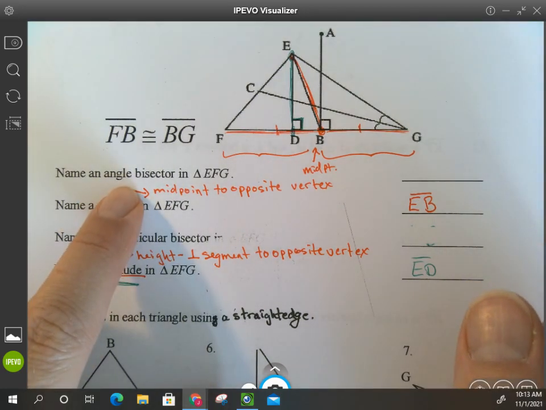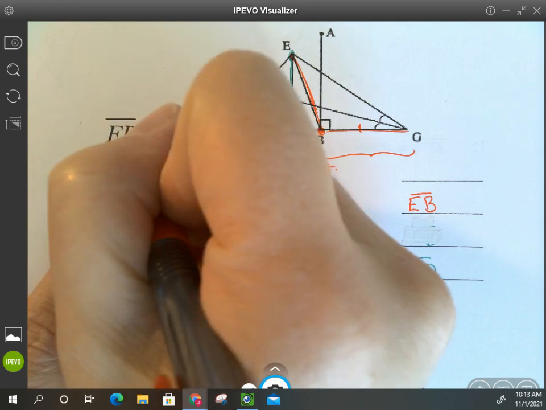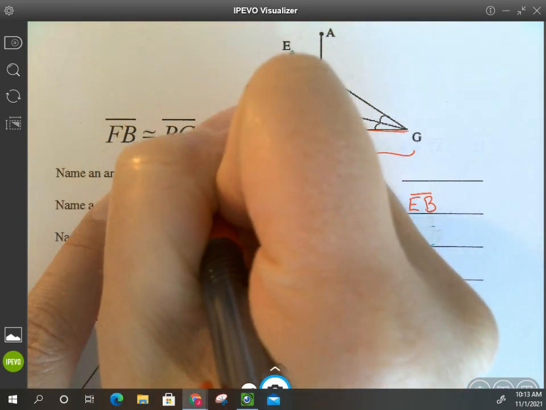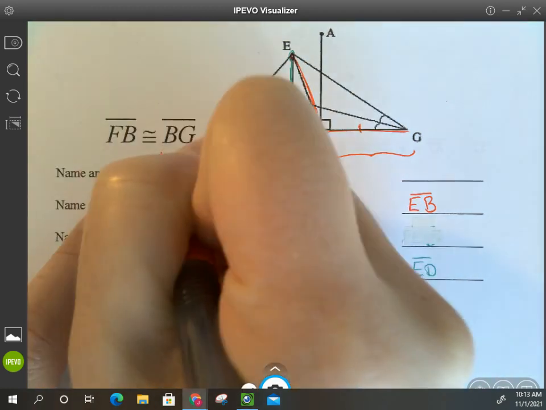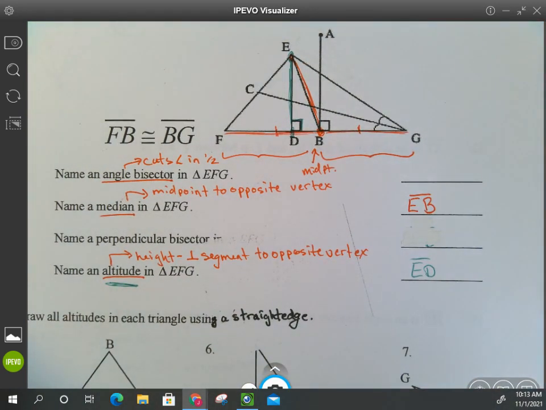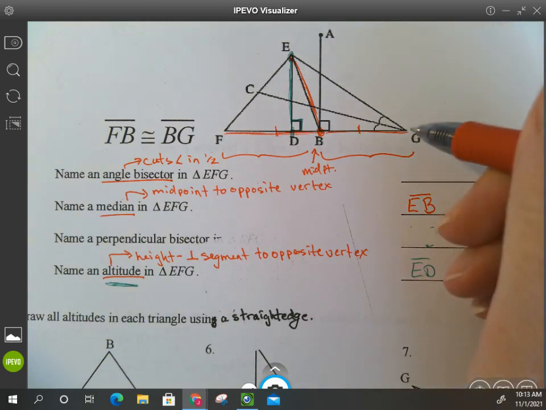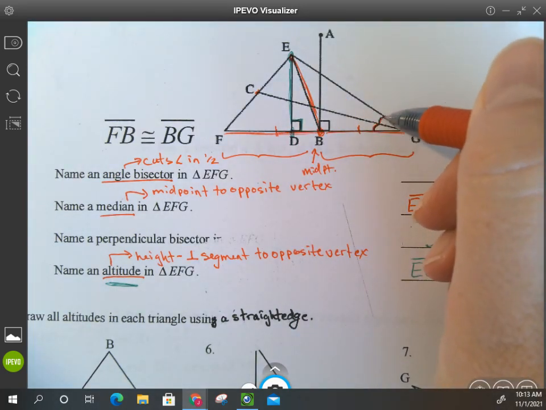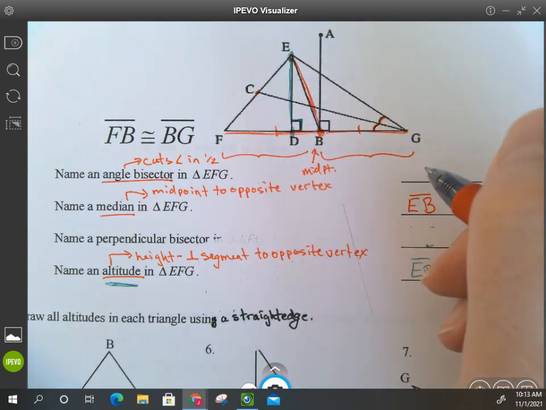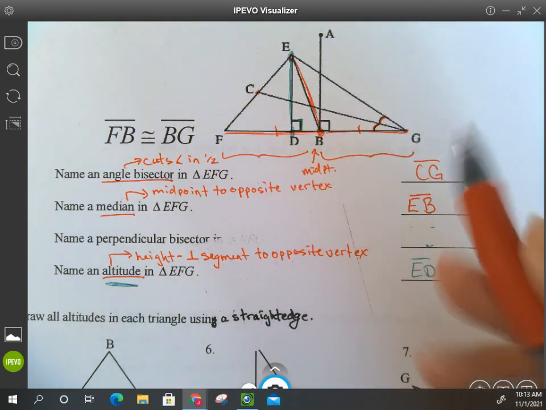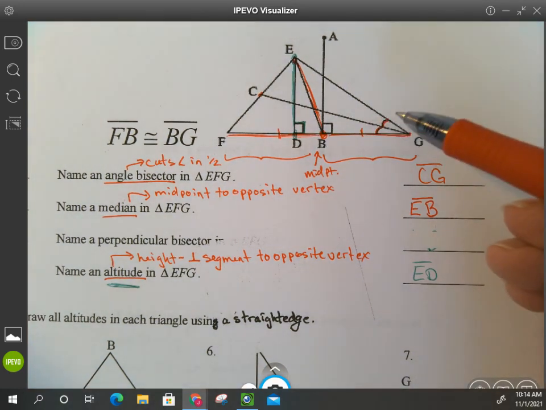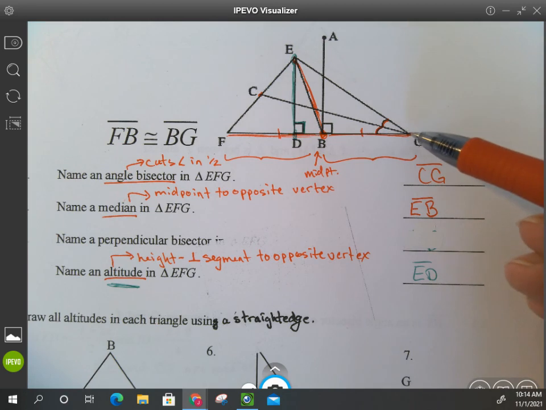Okay, now, two things that we are not focusing on as much today. One is an angle bisector. An angle bisector cuts an angle in half. So I'm looking for a segment that goes from an angle to the opposite side and see how it cuts the angle in half. So that is CG. These are all things we've already done. This is really a practice worksheet, but we're doing it together. Since my angle is cut in half by C to G, it's an angle bisector.